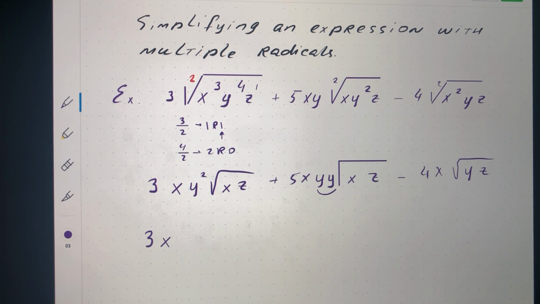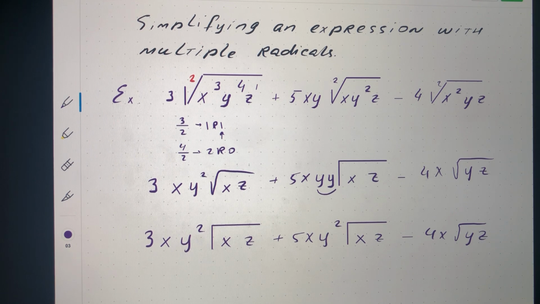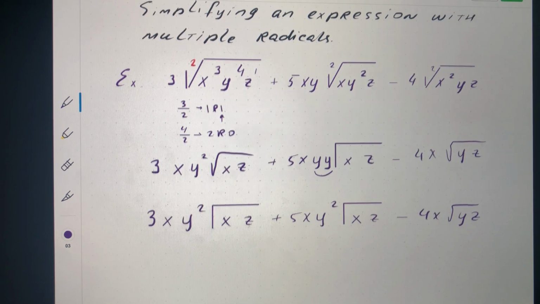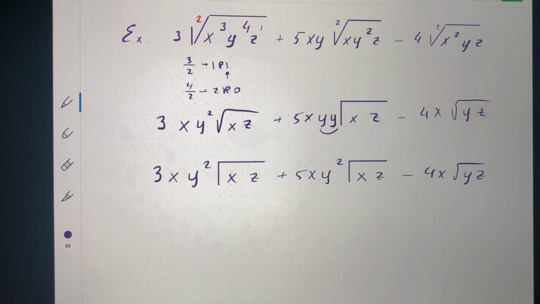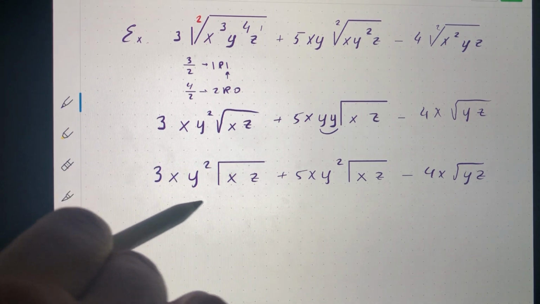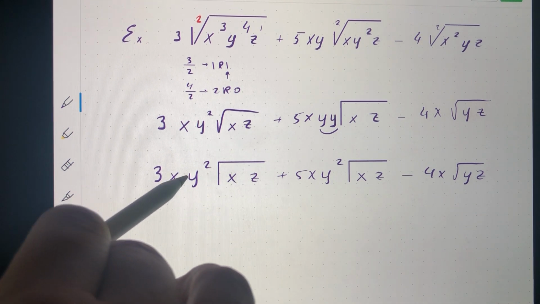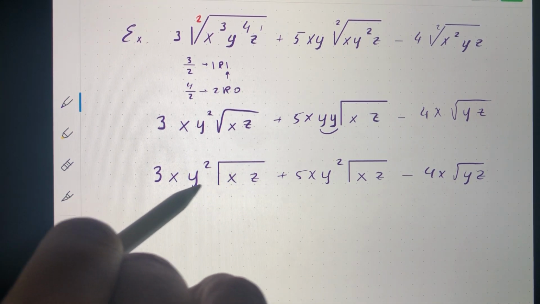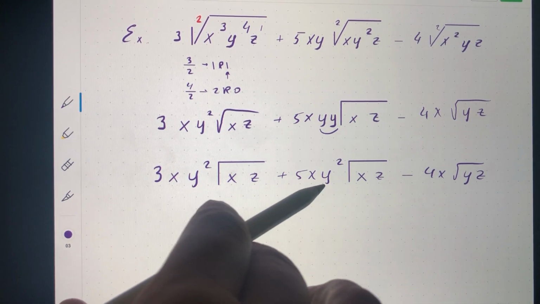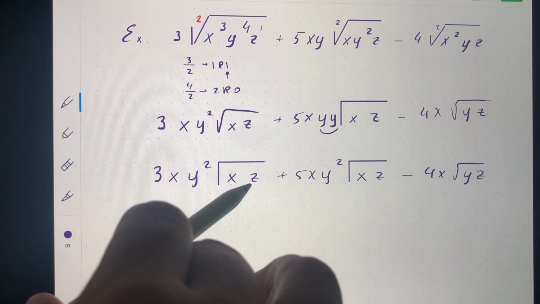So we have 3x y squared square root x z plus 5x y squared square root x z minus 4x square root y z. Now, in order for us to combine, we have to have like terms. And the like terms, the only thing they can differ by is the number on the outside. Everything else must be exactly the same. All the letters on the outside and all the powers on the outside and the inside, everything has to be exactly the same. So x, y squared, square root of x, z.